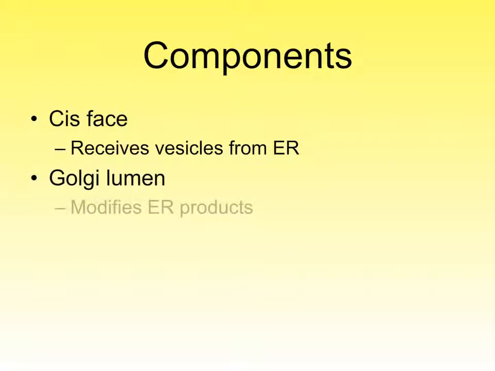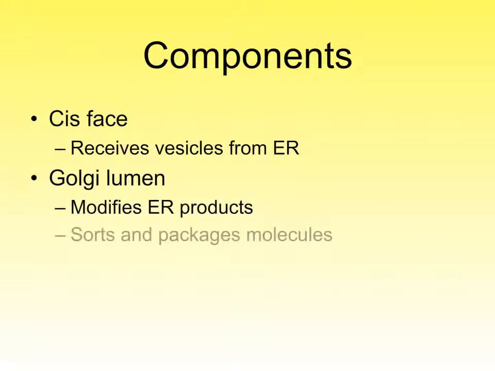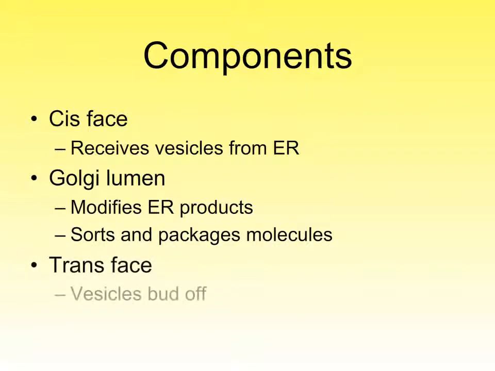In the lumen, enzymes modify ER products, which are then repackaged into another vesicle. A molecular label is also added to route the modified product to the correct location. The repackaged product buds off the trans face of the Golgi.